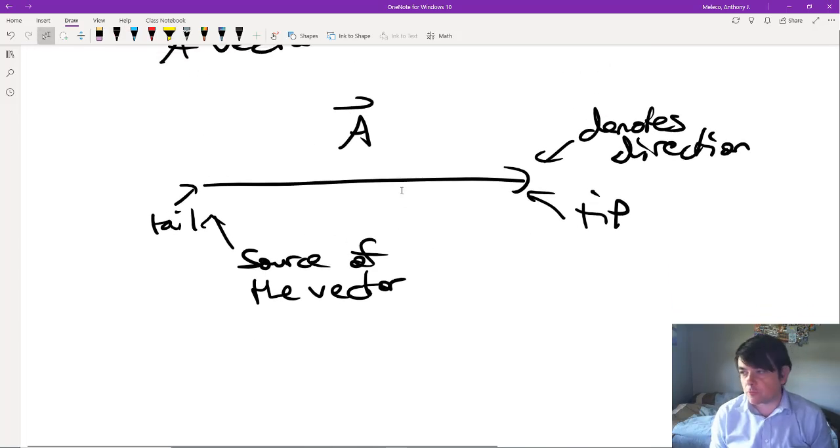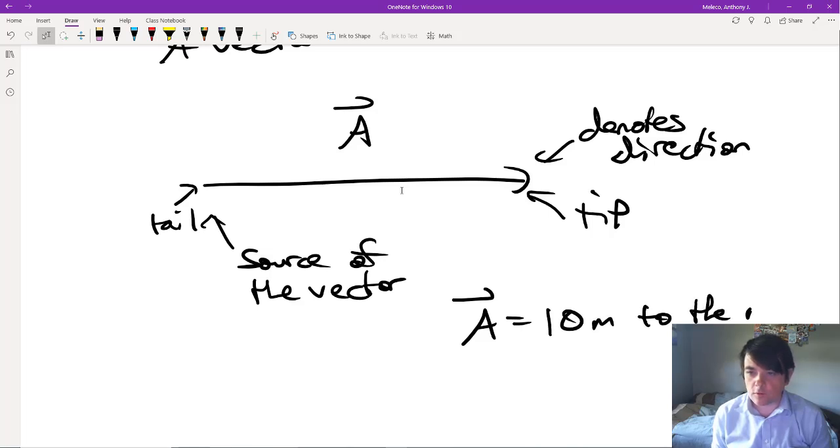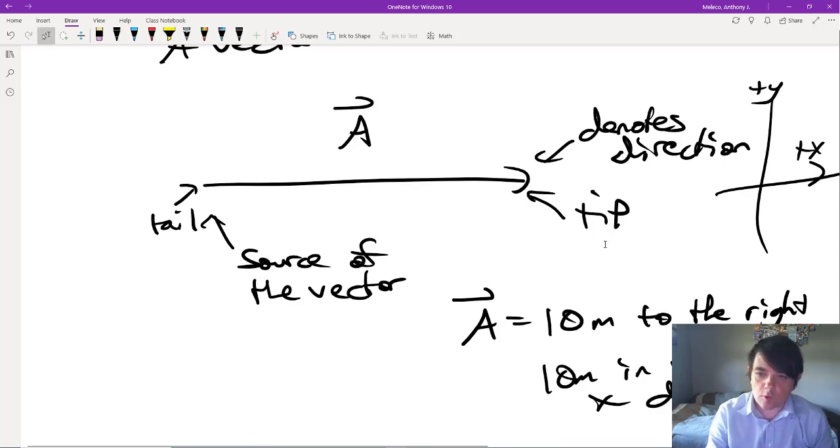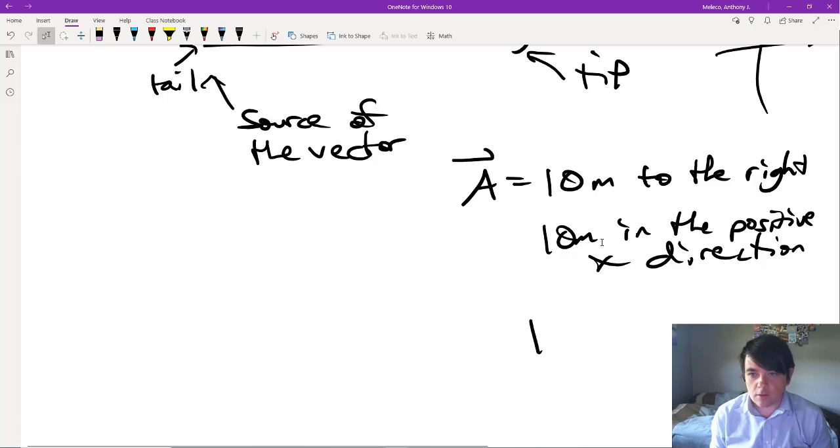You can then also write, maybe vector A. If you were to write stuff about it, you would say 10 meters to the right. And then if we overlay the coordinate system on there, plus x plus y, we could say 10 meters in the positive x direction. Okay. We could say 10 meters this.